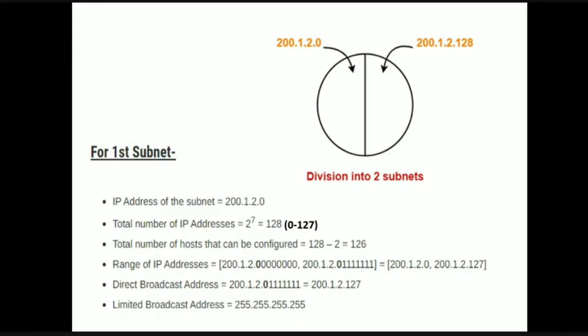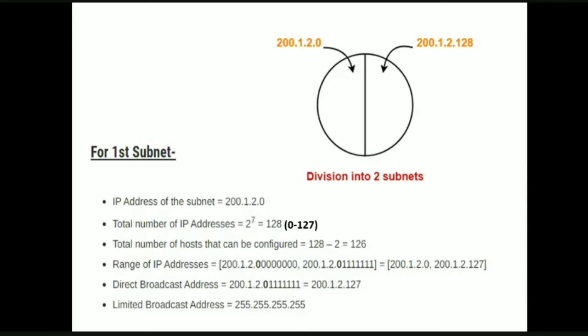Okay. Now, what will be the range of IP addresses for this subnet 1? We are discussing only the first subnet. 200.1.2.00000000 to 200.1.2.01111111. If you see here, we did not touch the first bit. The first bit for the first subnet will always be 0, right? So we only changed the last 7 bits. That is, the last 7 bits vary from 7 zeros to 7 ones. So what will be the range of IP addresses? 200.1.2.0 to 200.1.2.127. Okay, so these are the range of IP addresses.